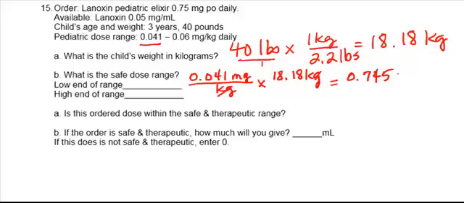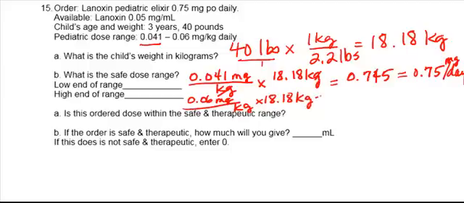It doesn't say, but since it's a pediatric problem, we would want to round that to the hundredth. So it'd be 0.75 milligrams per day. On the high end, we have 0.06 milligrams per kilo times 18.18 kilos, and that's going to equal 1.091, which would round to 1.09 milligrams per day.